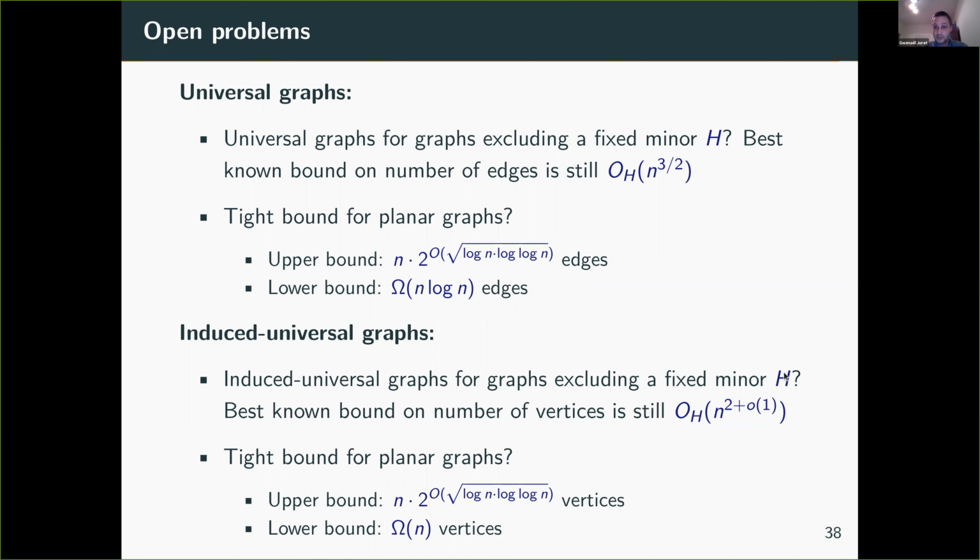There, if you forbid a fixed minor, the best known bound is essentially quadratic in terms of the number of vertices. And for planar graphs, we have a near linear upper bound on the number of vertices. But for lower bounds, we only have a linear lower bound, not even n log n.